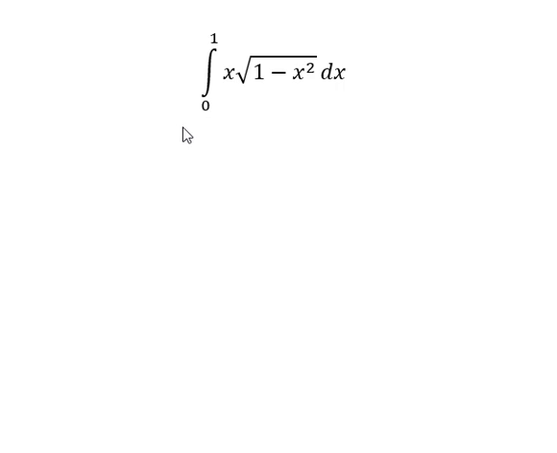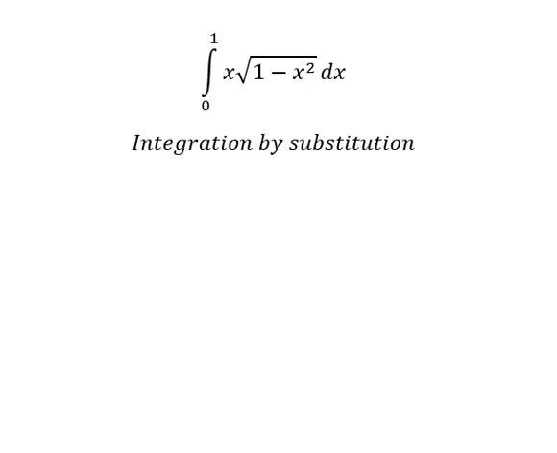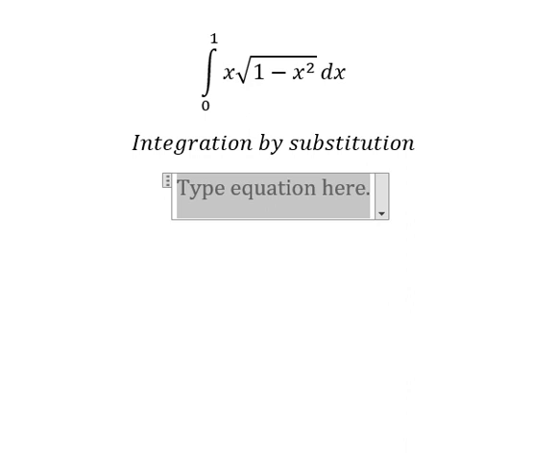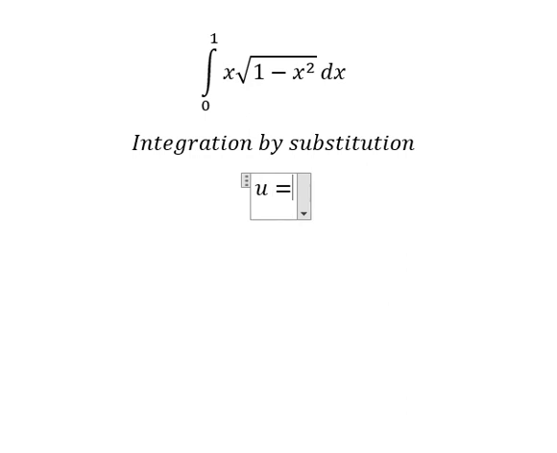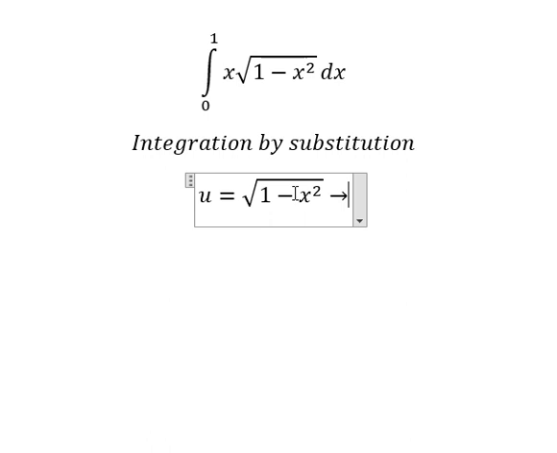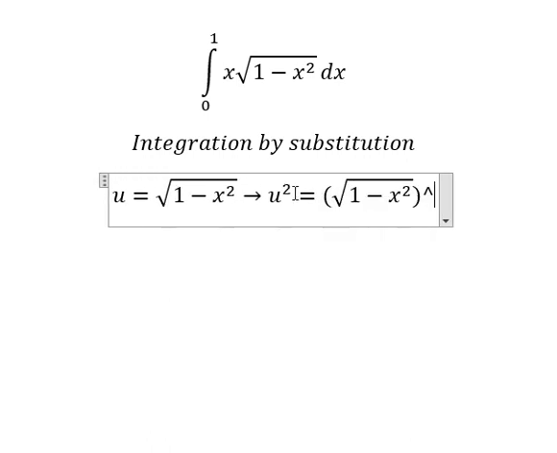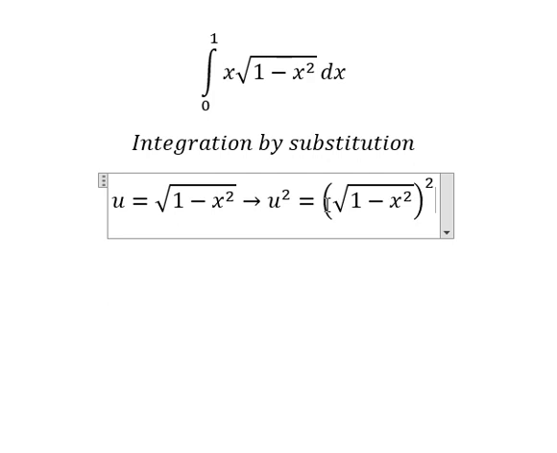The topic is about integration. Now I want to show you how to answer. We can use integration by substitution. So I will put u equals to this one. Later, we put the square on both sides to cancel the square root.